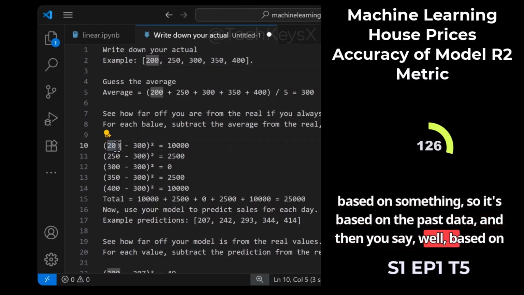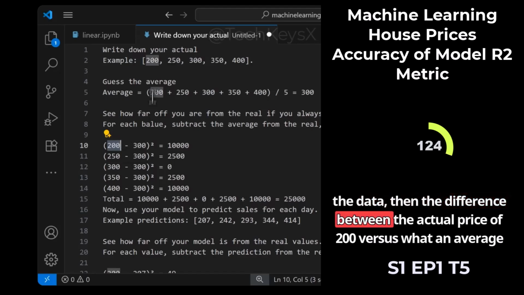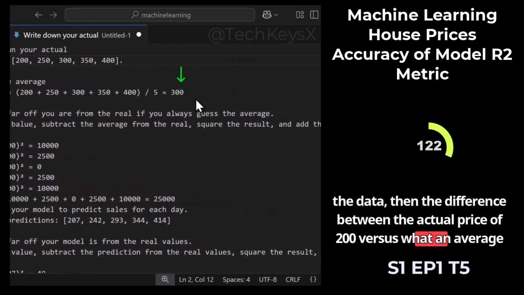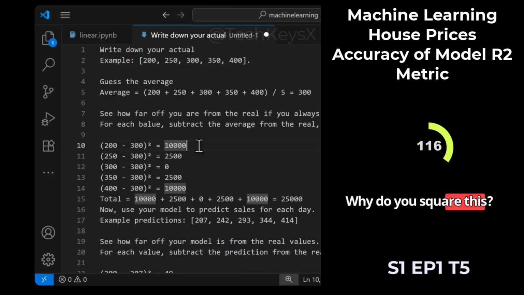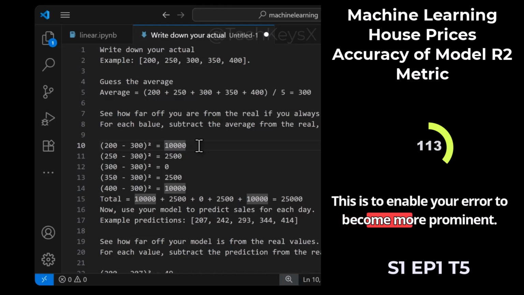And then you say, well, based on the data, the difference between the actual price of 200 versus what an average user may guess is this much. And you might go, well, that's 100. So the difference is 100, but you square it. Why do you square this? This is to enable your error to become more prominent.